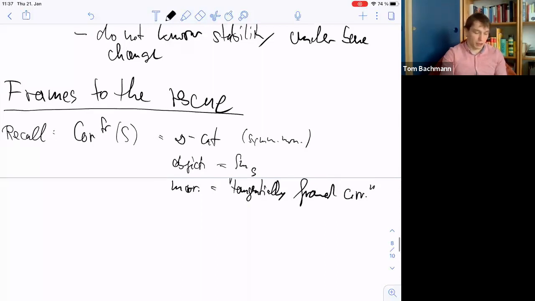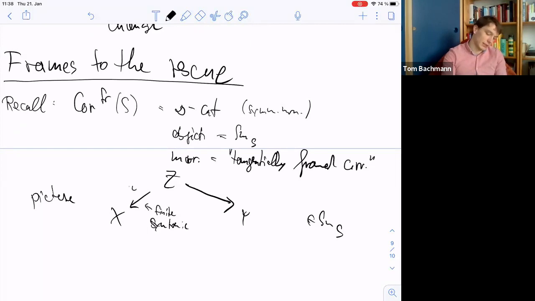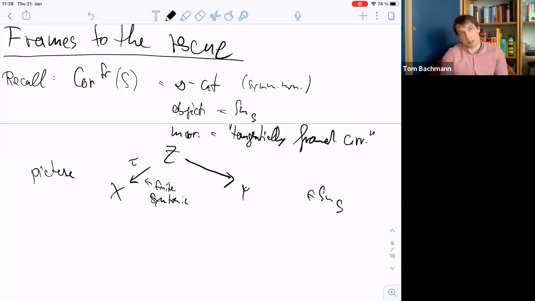Okay, so in pictures, I have some X, I have some Y, and they're both in Sm_S. Now, how do I give a morphism in this category? Well, you choose some Z, which is whatever, a scheme. And then you choose a morphism to here, and you choose a morphism to here. And you need this morphism here to be what's called finite syntomic. And then you need some extra data tau. And the tau is what's called a tangential framing.